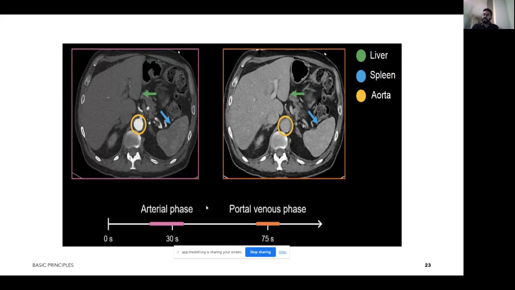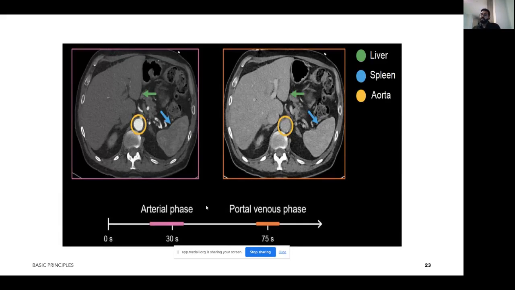So when you take a scan after 30 seconds of injecting the dye, you're able to see the arterial system, the aorta, all very brightly lit up, showing you if there is any dissection, any aneurysm, any rupture. All those things are easily picked up. Even aortograms are easily picked up at that point. But when you go a bit later, what happens?